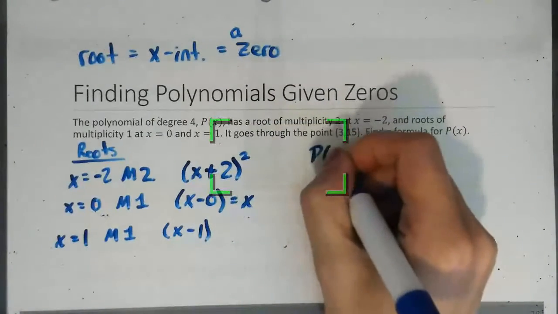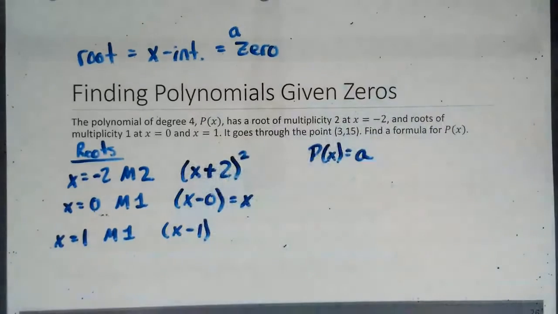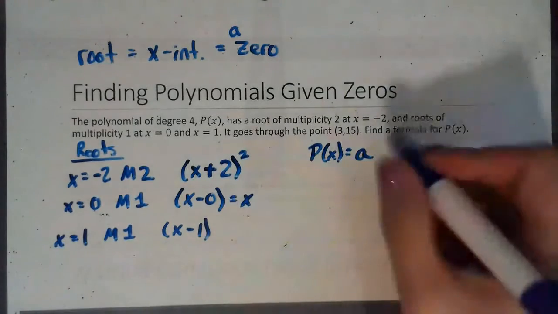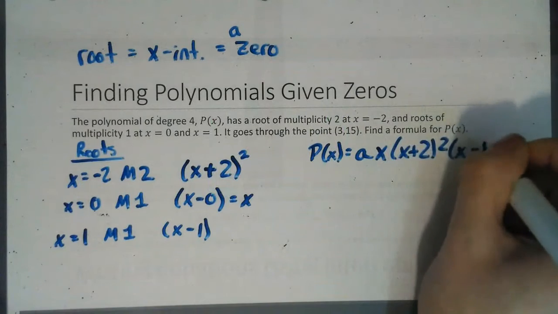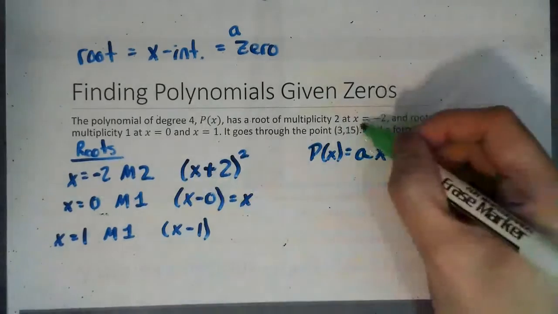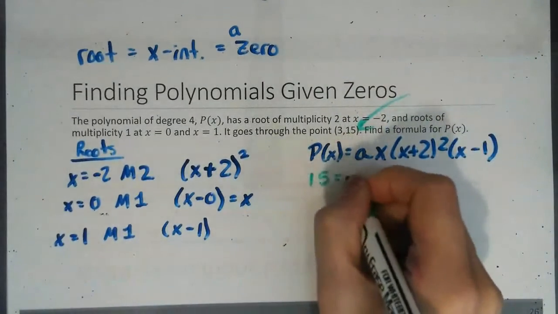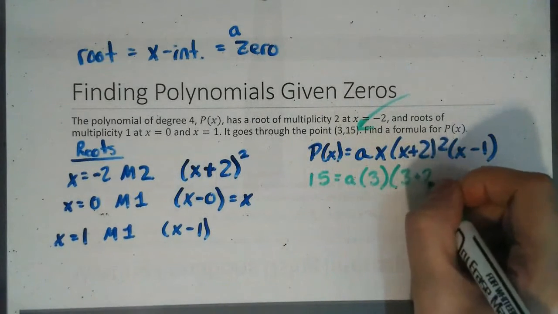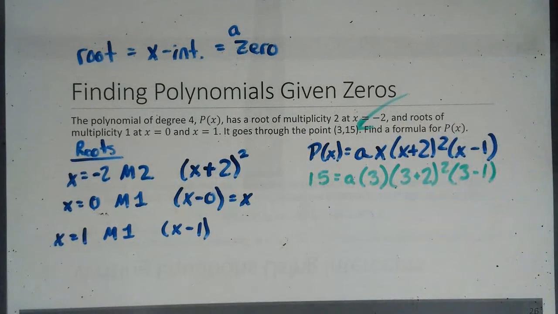So when I go to make my formula for p of x, I need my a out front, and then I put in all of these factors. I'm going to put the x out front because that's normally what we do if it's not in parentheses. Then we have our x plus 2 squared and our x minus 1. Now I'm going to use the point they gave us, this (3, 15). So that'll be 15 equals a times x, which is 3, times x, which is 3, plus 2 squared, times 3 minus 1. And we're going to solve for a.